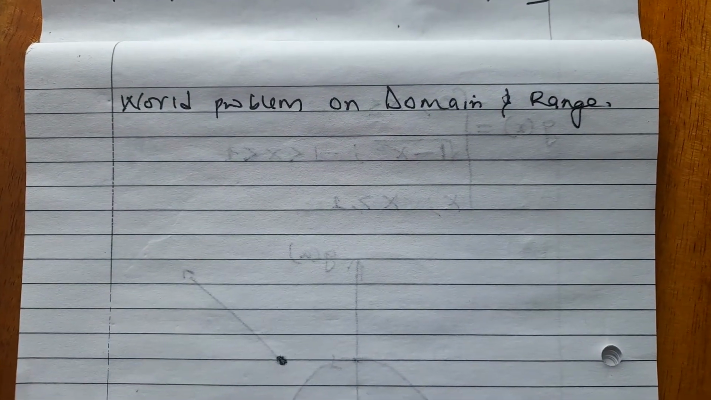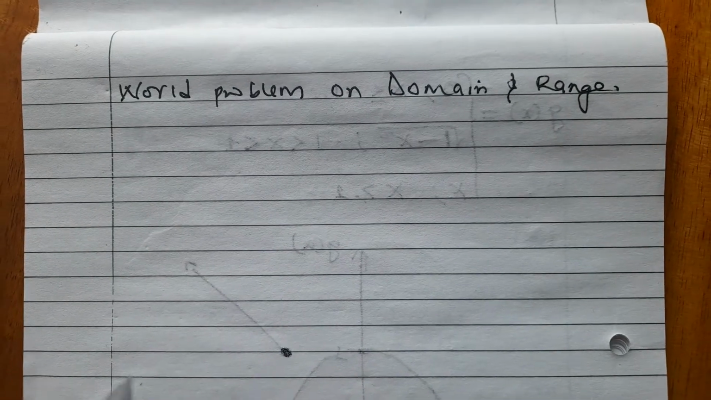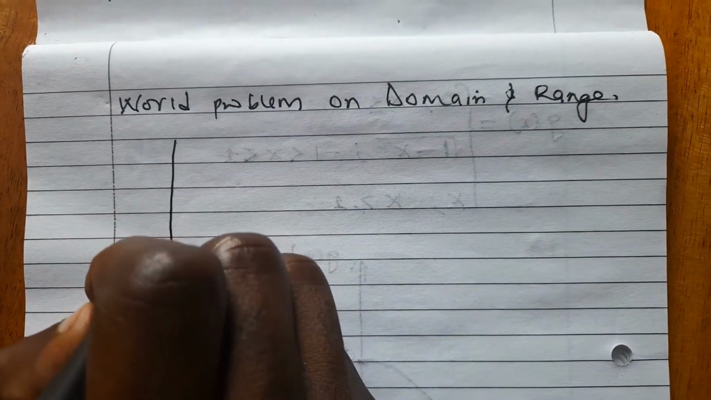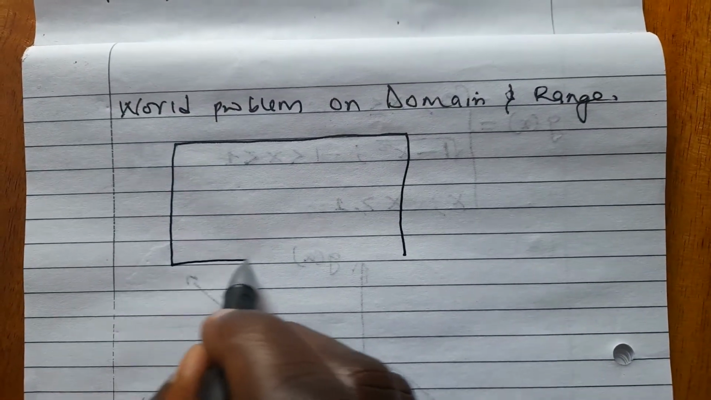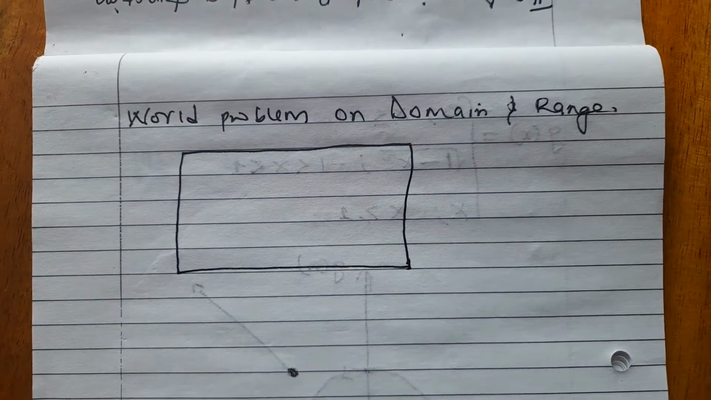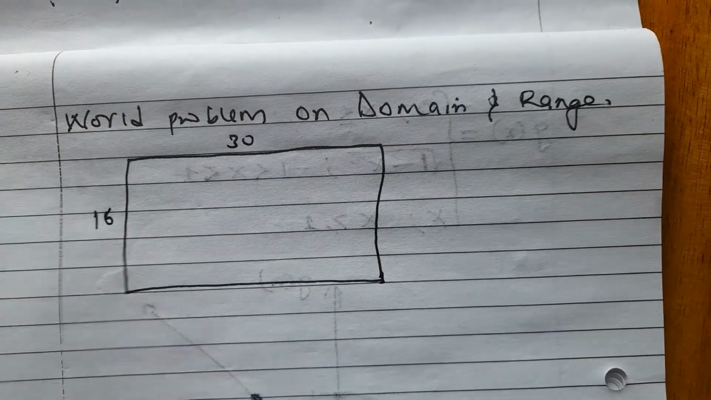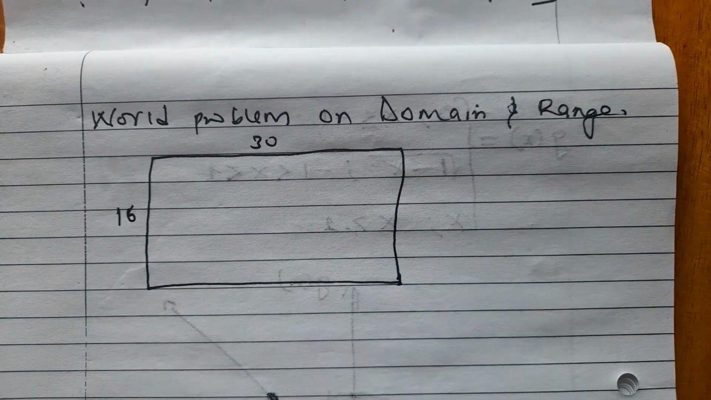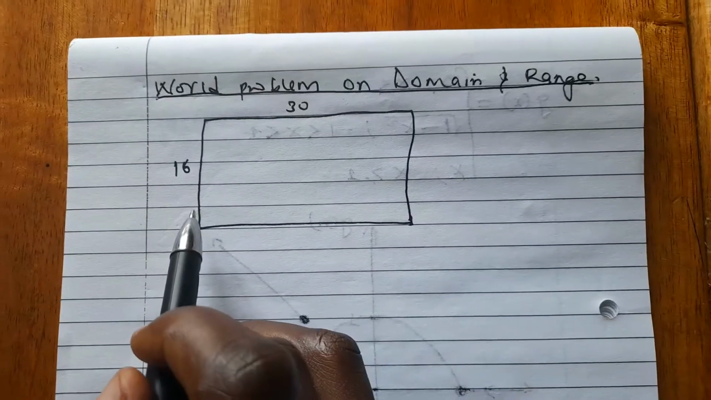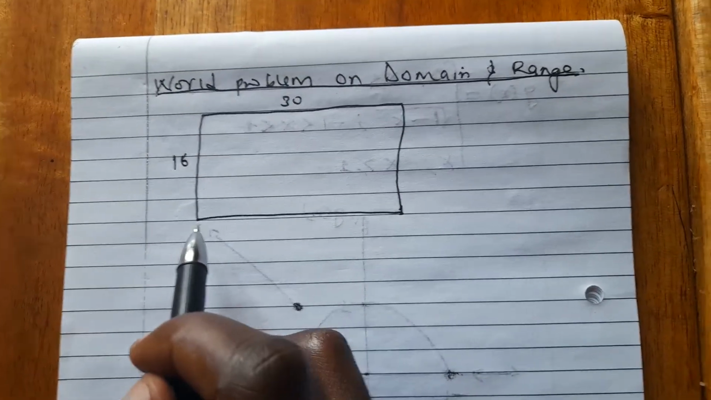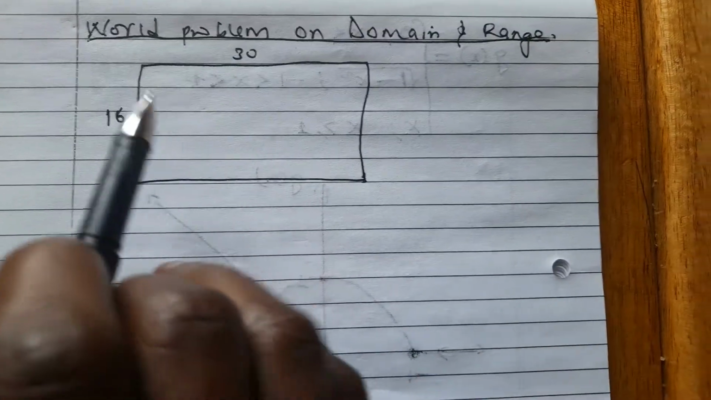Now, suppose I have a piece of material and I want to generate a box from that piece of material. This is the material I have, and it measures 16 centimeters by 30 centimeters, like that. Now, I need to generate a box from this piece of material.